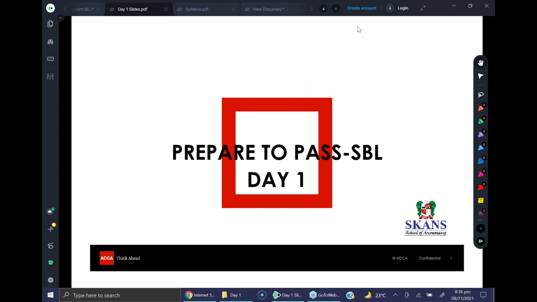So the good news is that we do have a good 20 to 25 days before your exam, and this is enough time to actually prepare for an exam of ACCA. But yes, if your exam technique is right. So with this session, we will be focusing on a lot of things, especially on exam technique.